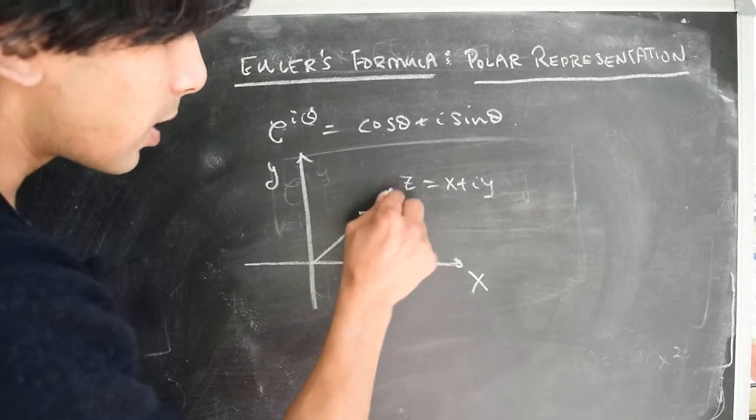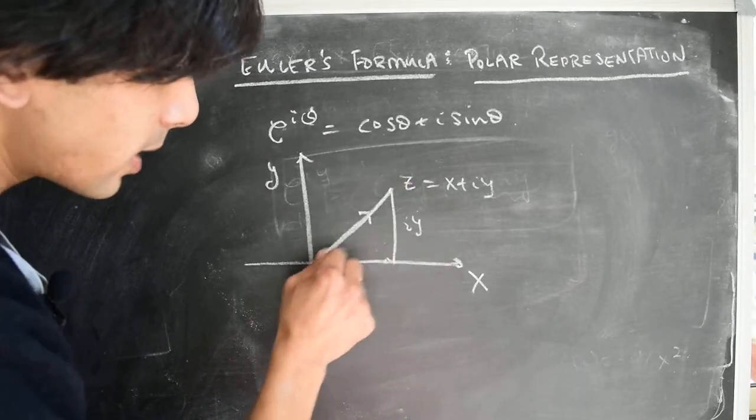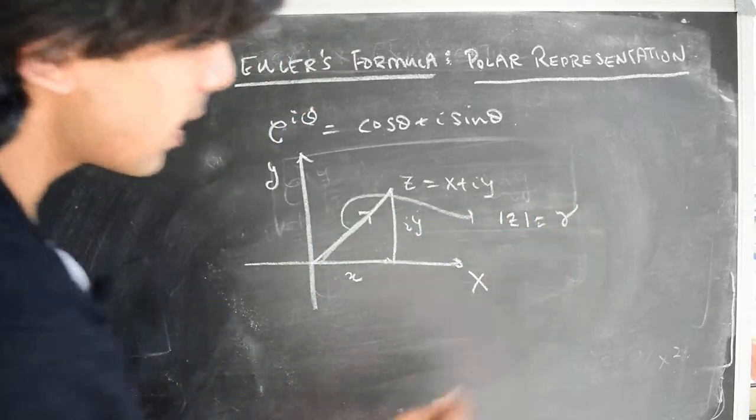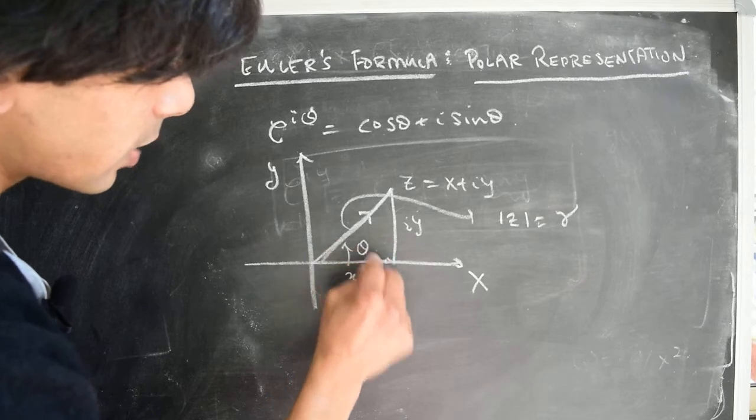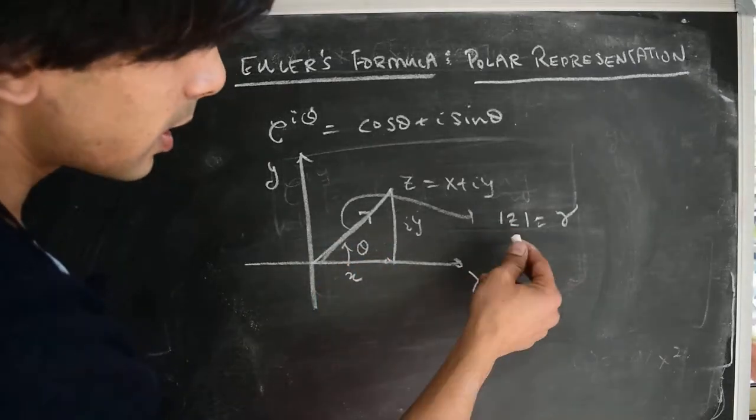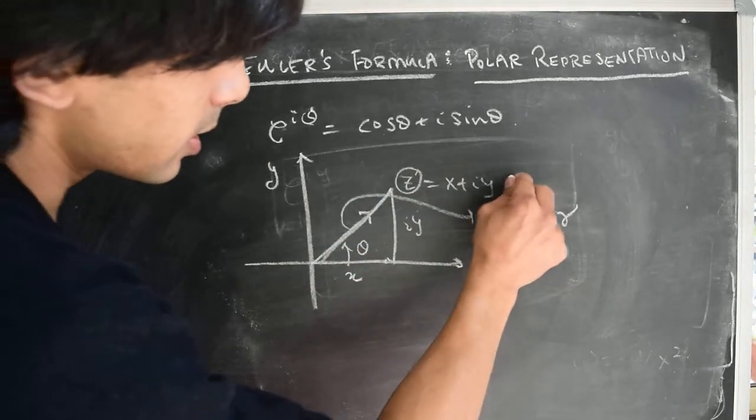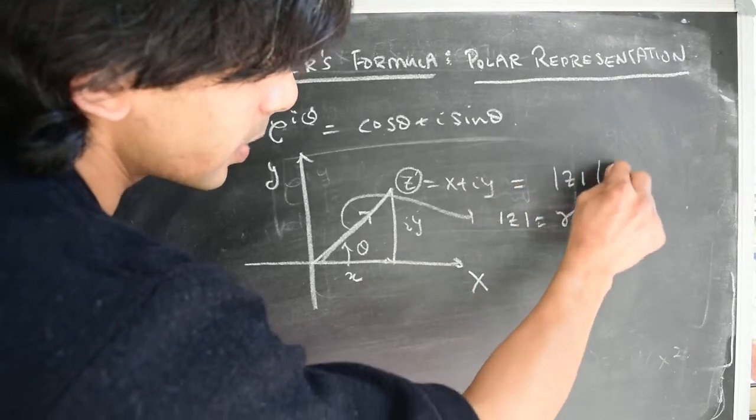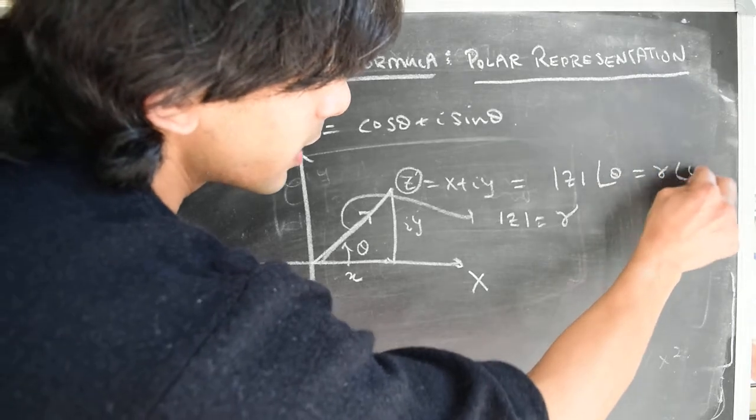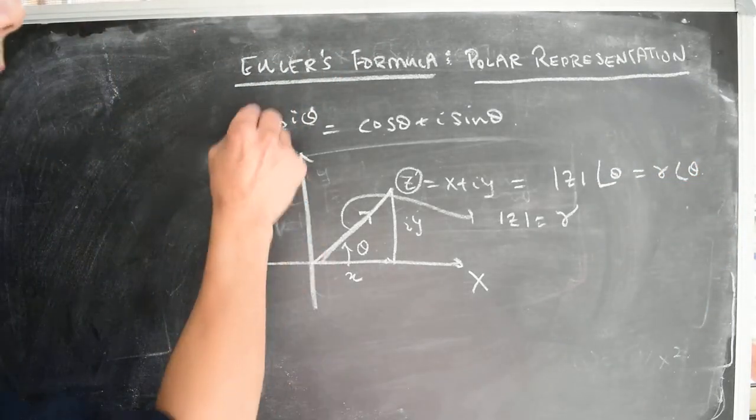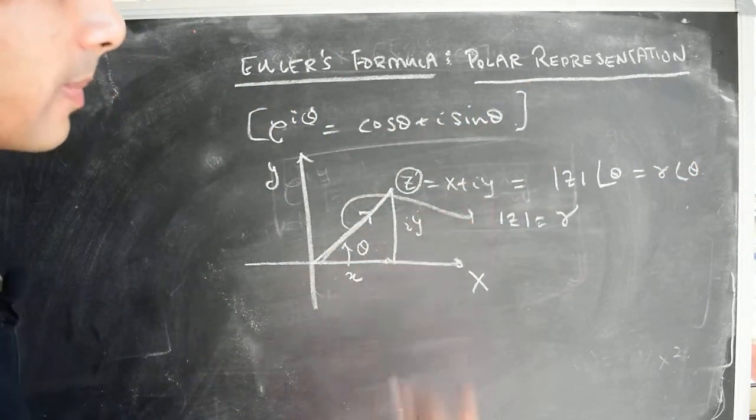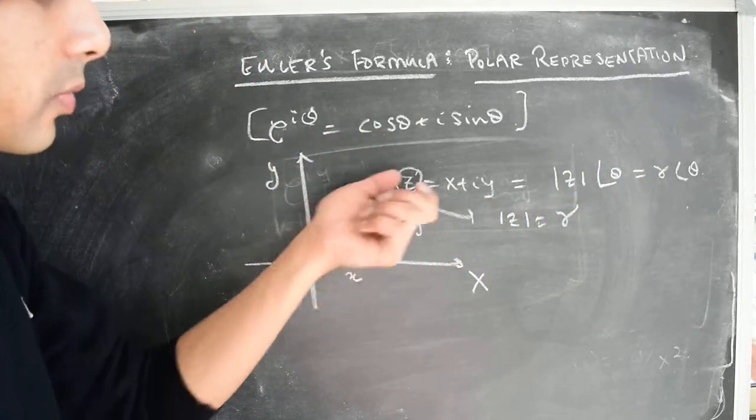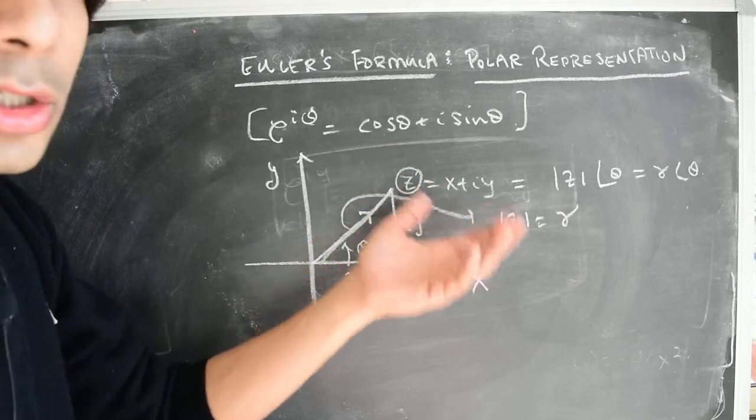And of course, this vector has a magnitude, which we call modulus of z, or r, and then it makes an angle theta with respect to the x-axis. And typically, we've been denoting the vector z in polar form as modulus of z making an angle theta with the x-axis, or r making an angle theta with the x-axis. Now, with Euler's formula, we can get rid of this cumbersome notation and make use of Euler's formula to represent the complex number z in its polar form.